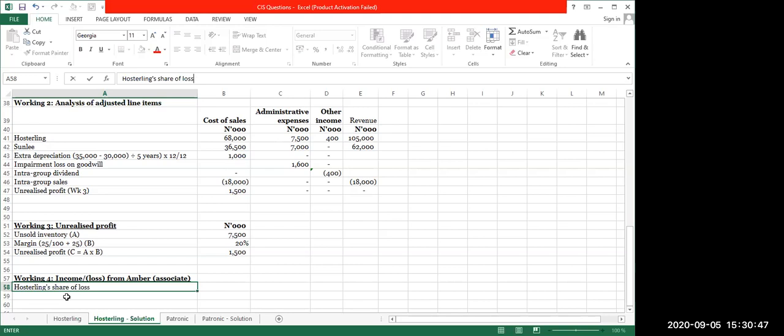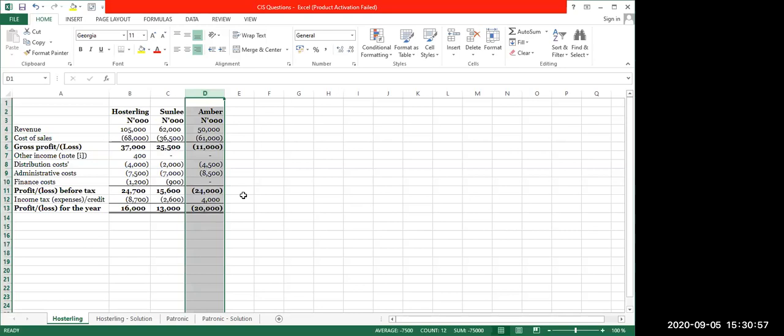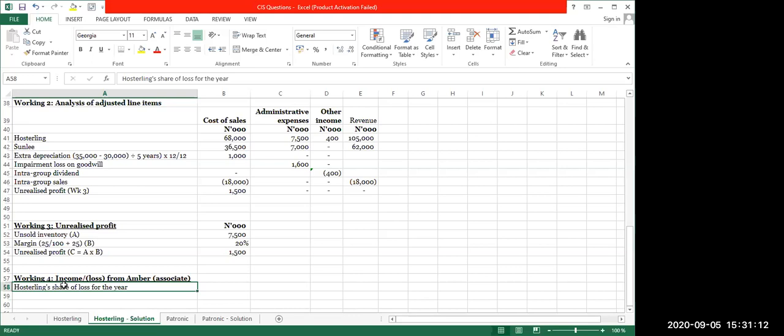loss for the year. Now, why did I say loss? If I take you back to the question, Amber, who is the associate, incurred the loss of 20,000. So it's what Amber made. That's what you can take from. Since Amber incurred the loss, it's going to be a share of loss for the group or for the parent. So Hostalin's share of loss for the year will be calculated like this. Firstly, that loss of 20,000, we write it down.